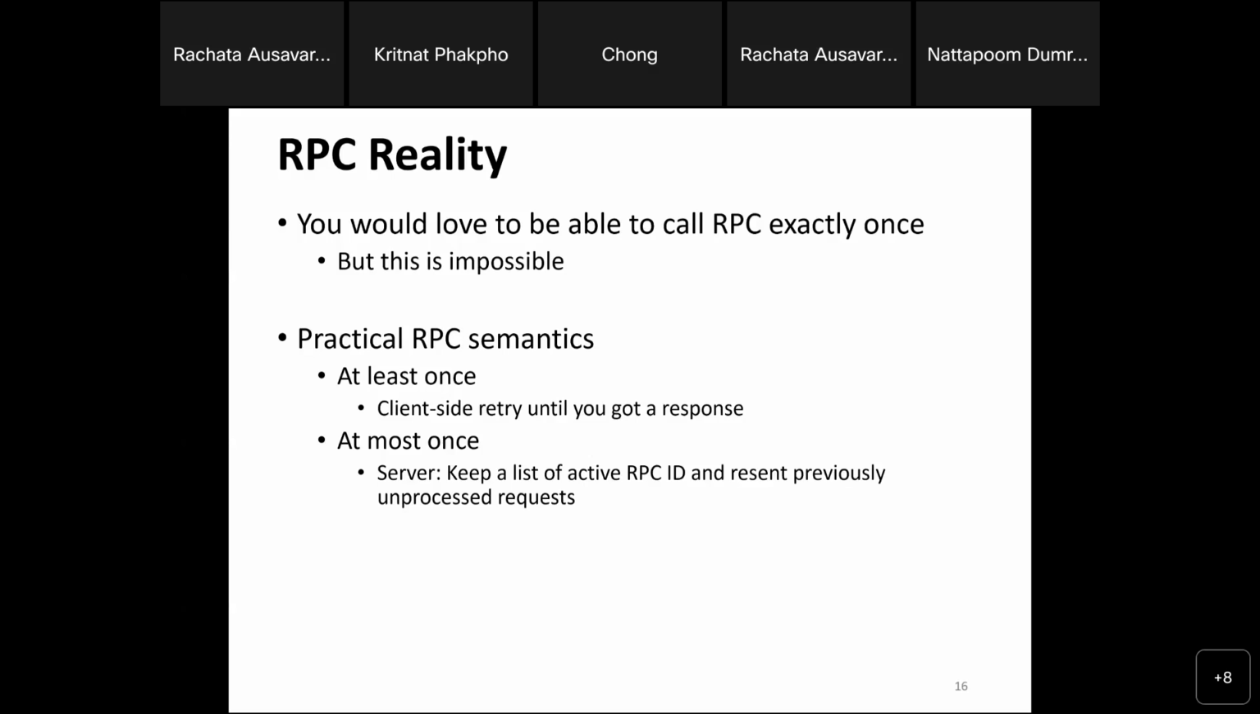At least once, as the name suggests, I definitely need to run once, but I might have to call multiple times until I get the data, right? The first bullet point is simple. I have a timestamp and then I keep retrying. The second one is a little bit more complicated, but with a little bit more guarantee as well. If I have any unprocessed request because the network is down or whatever, I will notify the client because I have this list of the active RPC that still have to be handled.